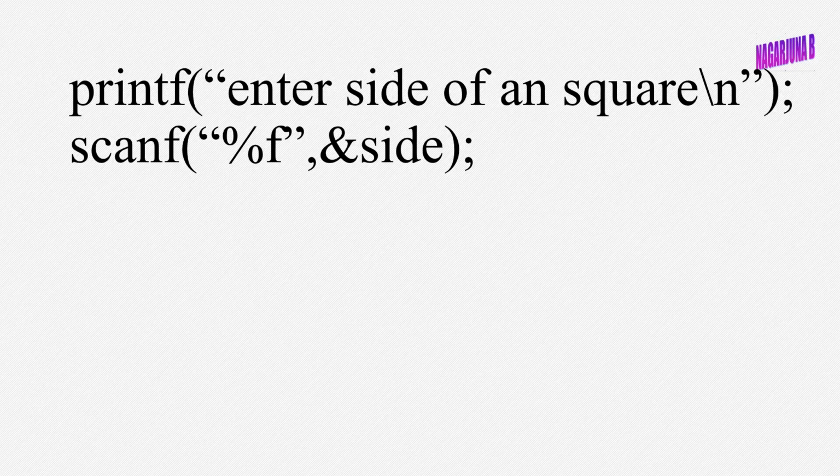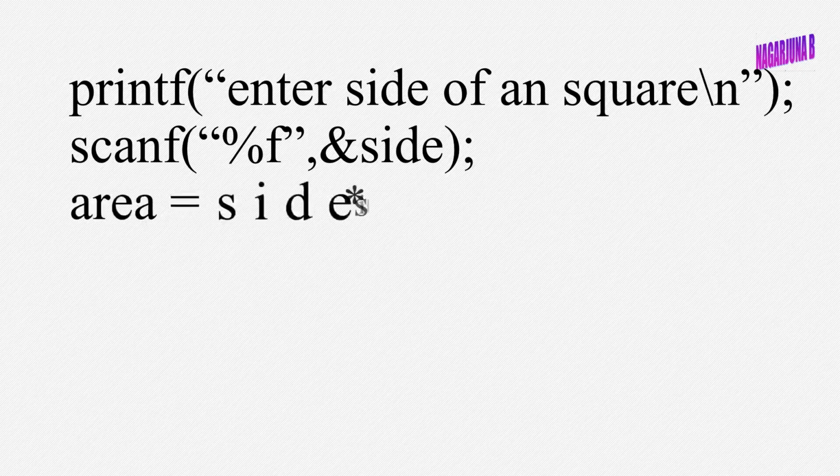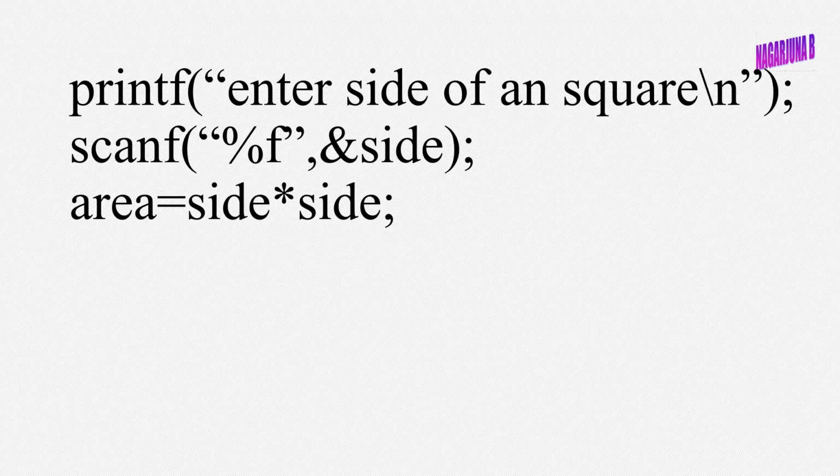Then I need to calculate the area of a square. I need to write the computation statement as area = side * side; Here side into side is the multiplication, and in a C program we need to use the asterisk symbol for the purpose of multiplication, that is the product.